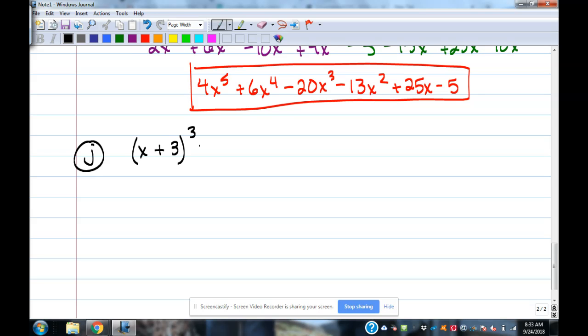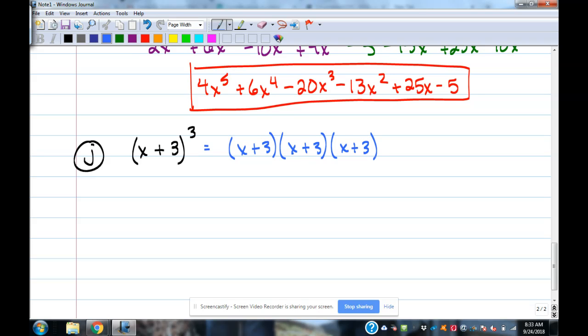It looks real innocent and plain, but it's cute. If it's squared, easy. Short, quick. Cubed, what does cubed mean? Multiply it by itself 3 times. Yeah, so we've got x plus 3 times x plus 3 times another x plus 3. So we got 3 of them to do.